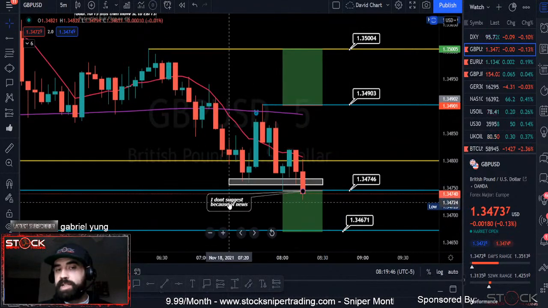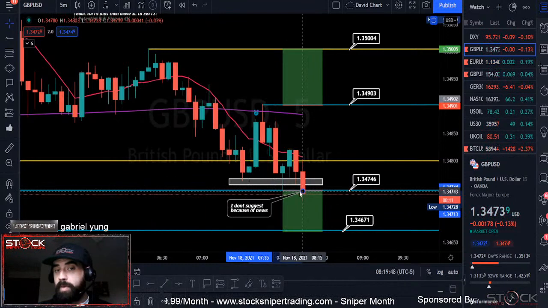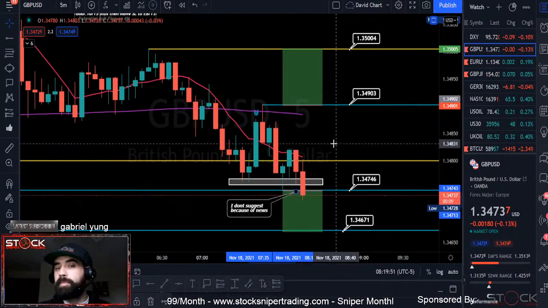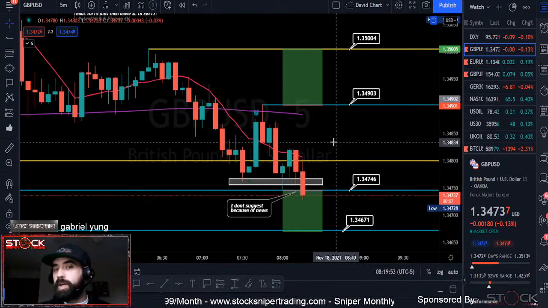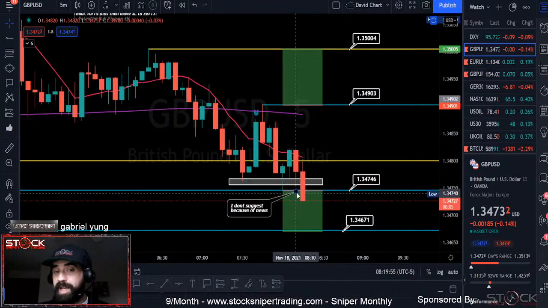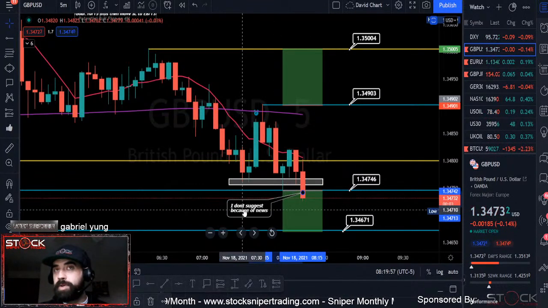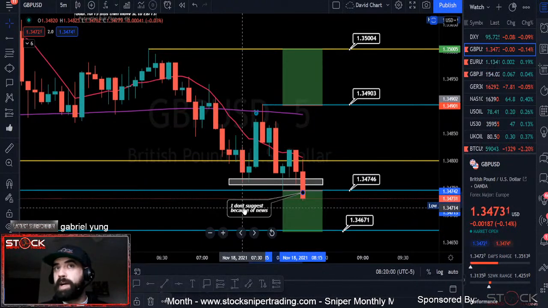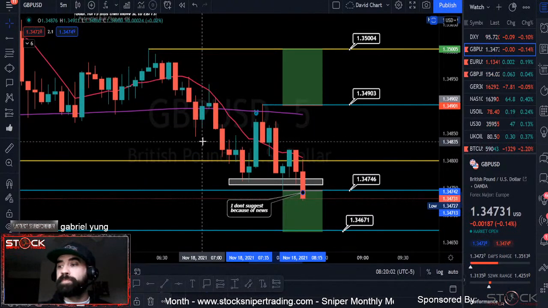Okay, I don't suggest this trade because of news. That's just me. I would ignore it, guys, because we have 8:30 coming up. 8:30 is going to have huge movement, unemployment claims. I know it's US based, but you guys got to understand this is GBP USD, so it's going to have a huge impact. A huge impact.